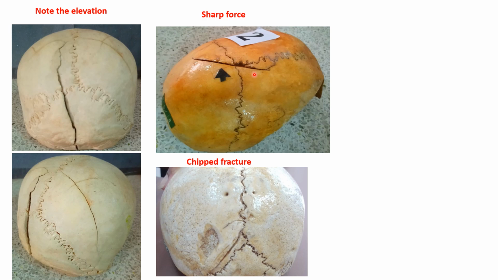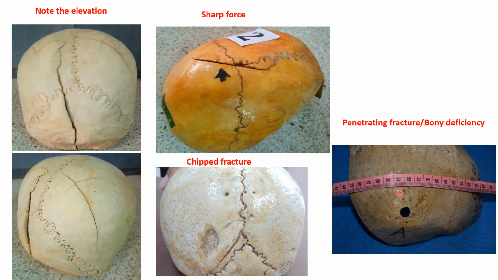Chipped fracture. That means it is caused when the blade of a heavy sharp cutting instrument passes tangentially at specialized sites such as eminences. Next one is penetrating fracture or bony deficiency. That means when an object pierces the skull, creating an open wound like you can see here.